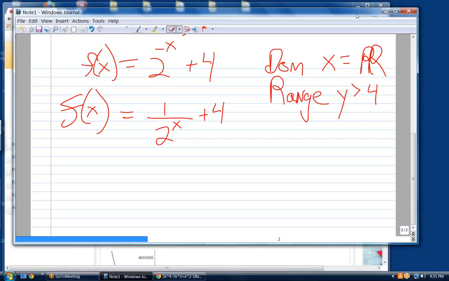How do we get the y-intercept? The y-intercept's the easiest thing in the world to get. Make x equal 0. So what is f of 0? 5. There's your y-intercept.